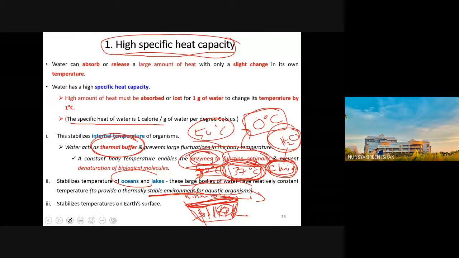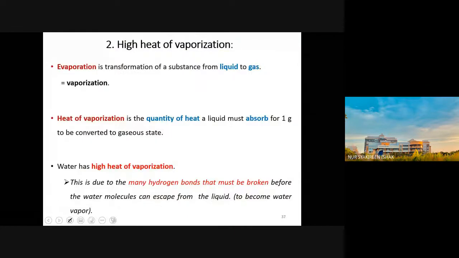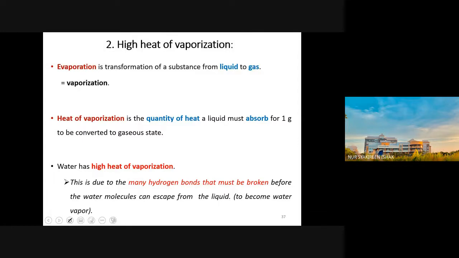And the third one stabilizes temperature on earth's surface. So these are the importance or significance of the first property of water, which is high specific heat capacity. Number two, high heat of vaporization. So first, we are going to look at what is evaporation.